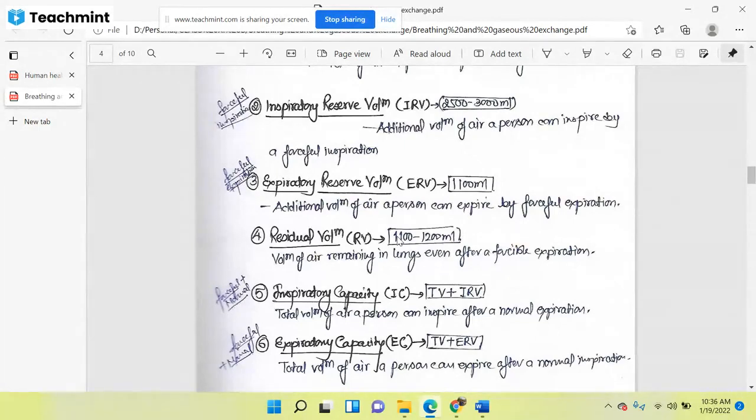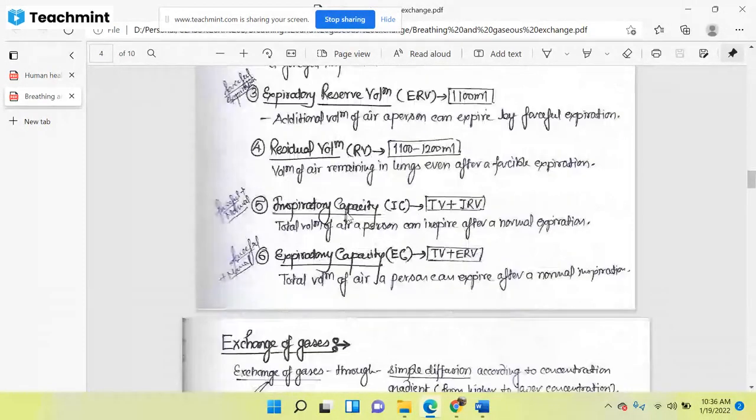It means whatever amount of air is left behind after forceful expiration, because we cannot exhale all the air even by forceful expiration. Some amount of air remains in our lungs. That remaining amount of air in our lungs after forceful expiration is called residual volume, and it ranges from 1.1 liter to 1.2 liter.